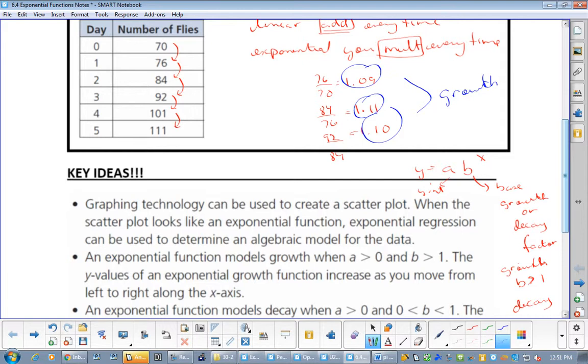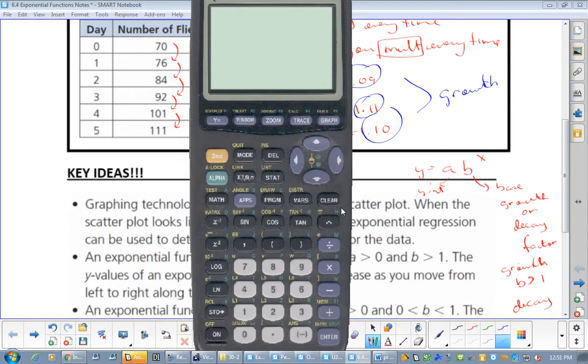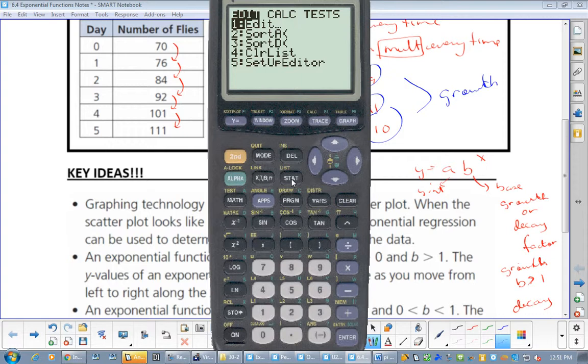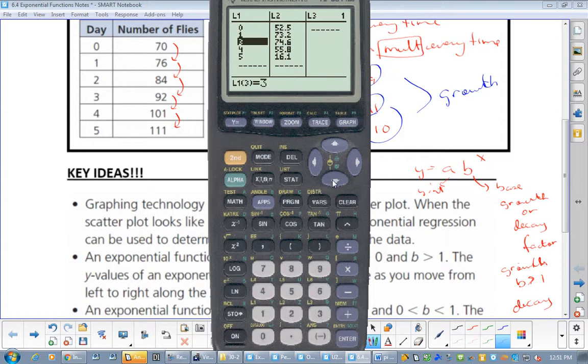Now, let's just try this one in our calculators to see if we can get the same B. Okay, so what do we do? How do I put these things in again? Stat, edit, okay, so I got to change mine to 0, 1, 2, 3, 4, 5, okay, and then make sure they're with the right buddy. It's 0, 70, 1, 76, 2, 84, oops, I already got the 2 in. 92, 101, and 111. Okay. Now, how do I find my equation?